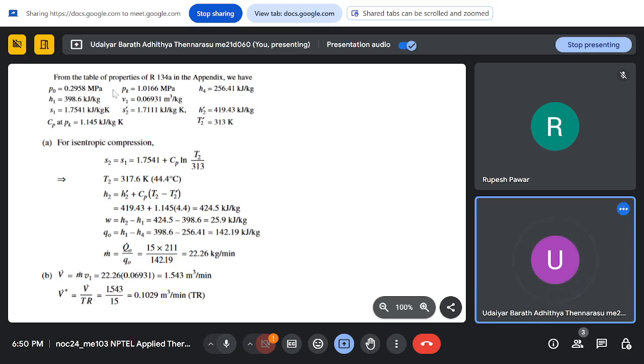Then we'll find out your inlet condition, which is the enthalpy of the saturated vapor to the compressor. So H1, corresponding in the pH chart, where you take the same pressure of 2.95 bar and the saturated vapor in the dome, the corresponding enthalpy will be 398.6 kilojoule per kg, and the specific volume and entropy there is 0.06931 is your specific volume, and entropy is 1.7541.